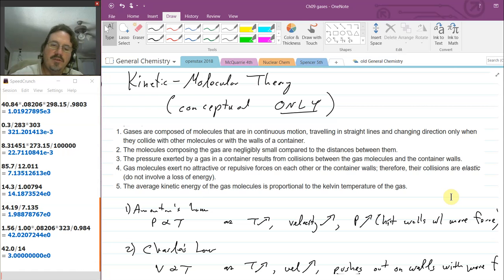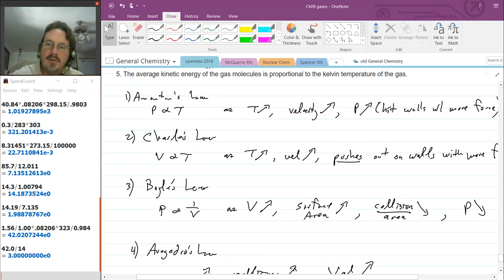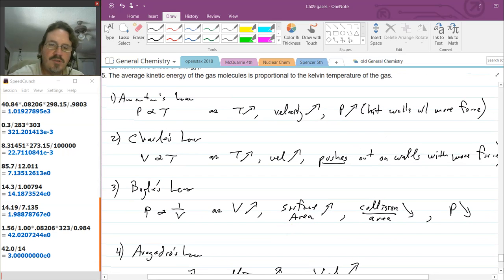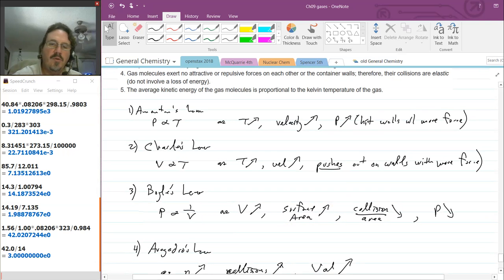Let's think about the different laws that we've talked about and used in calculations, and now we have this perhaps molecular picture of them. So number 1, Amontons' law. Remember, Amontons' law said that P over T equals P over T. That is to say, pressure and temperature were proportional to each other. As one went up, so did the other.